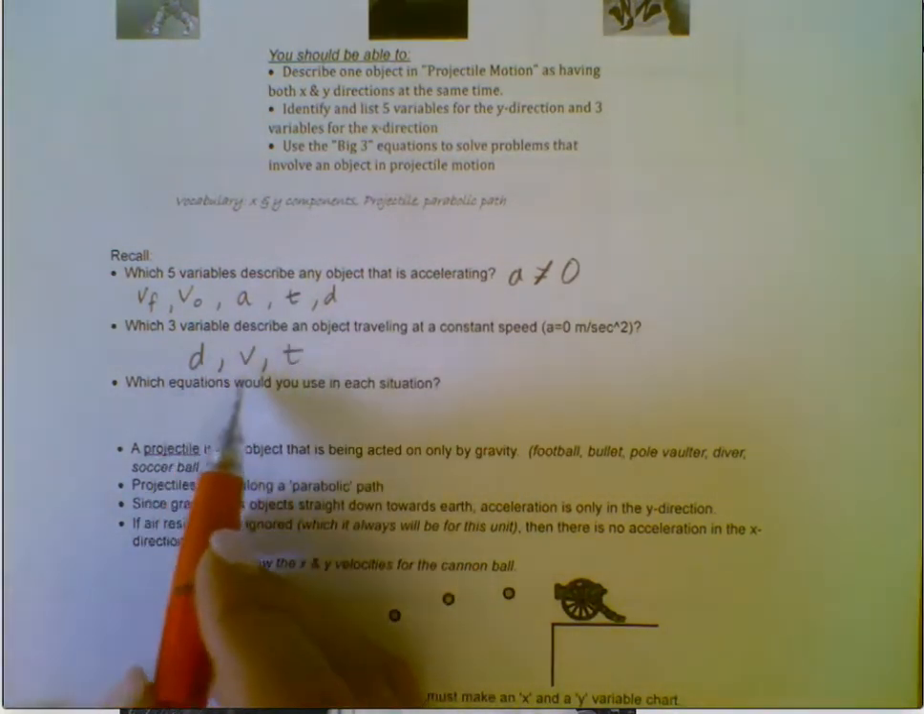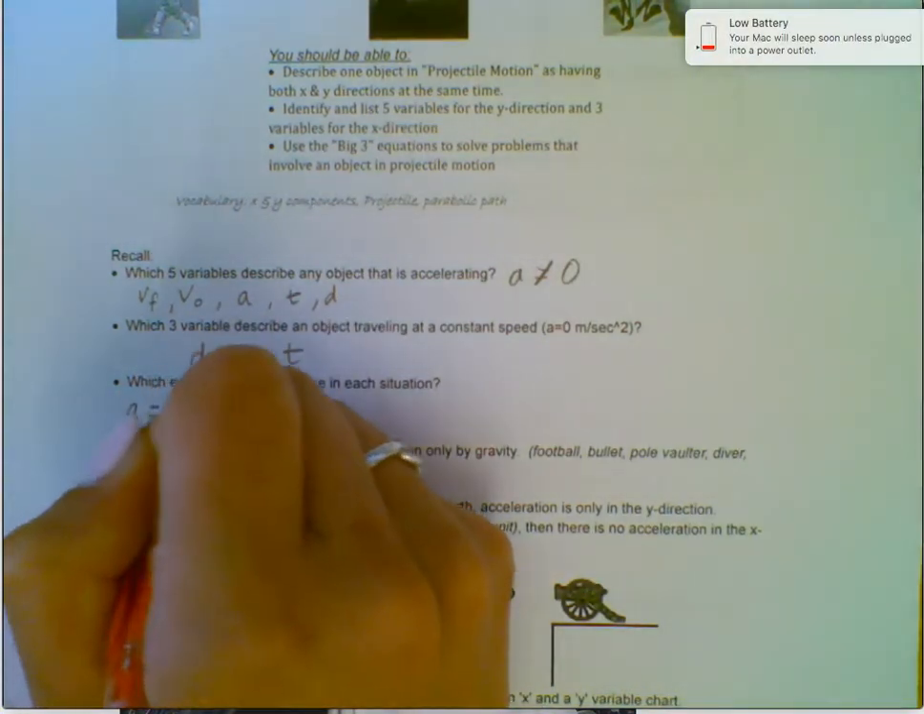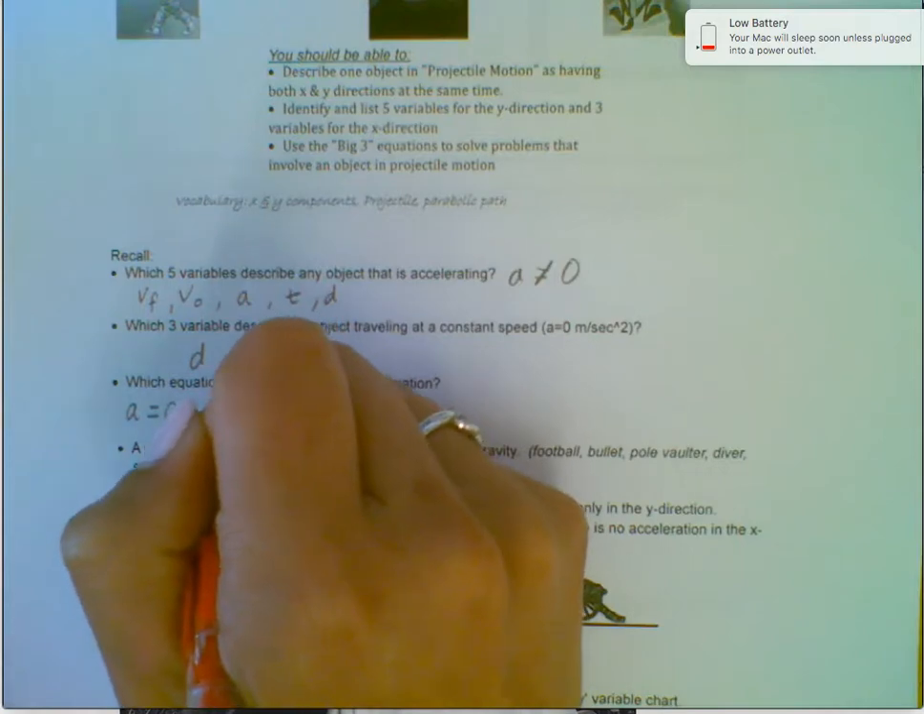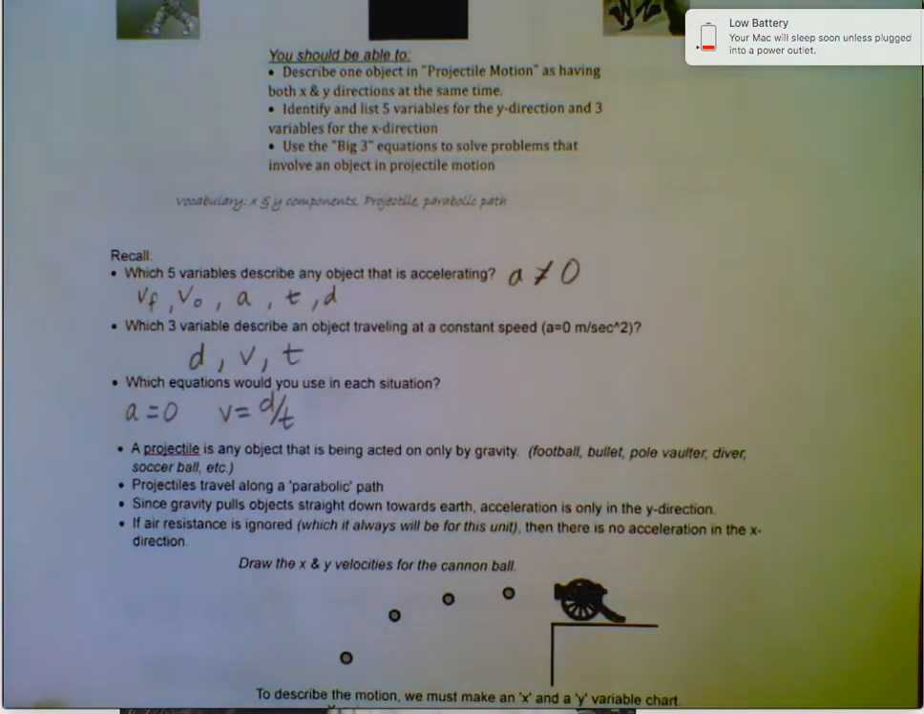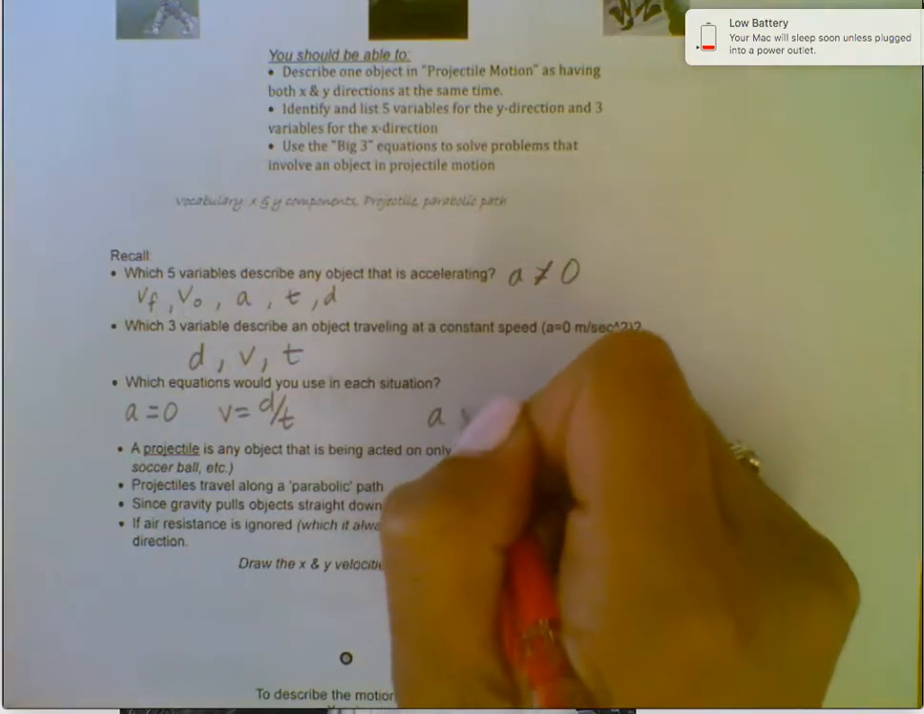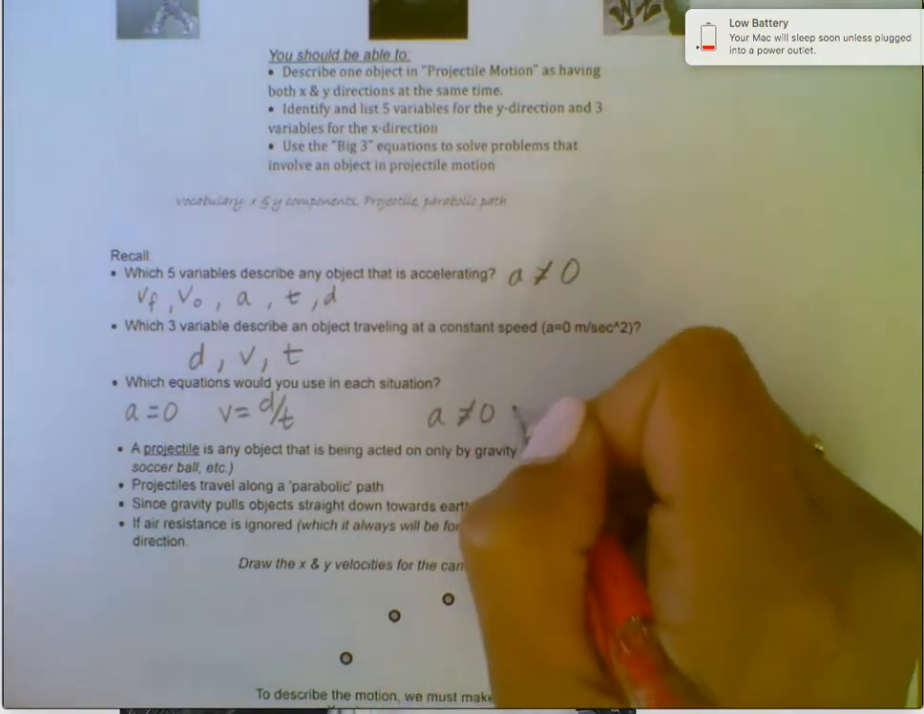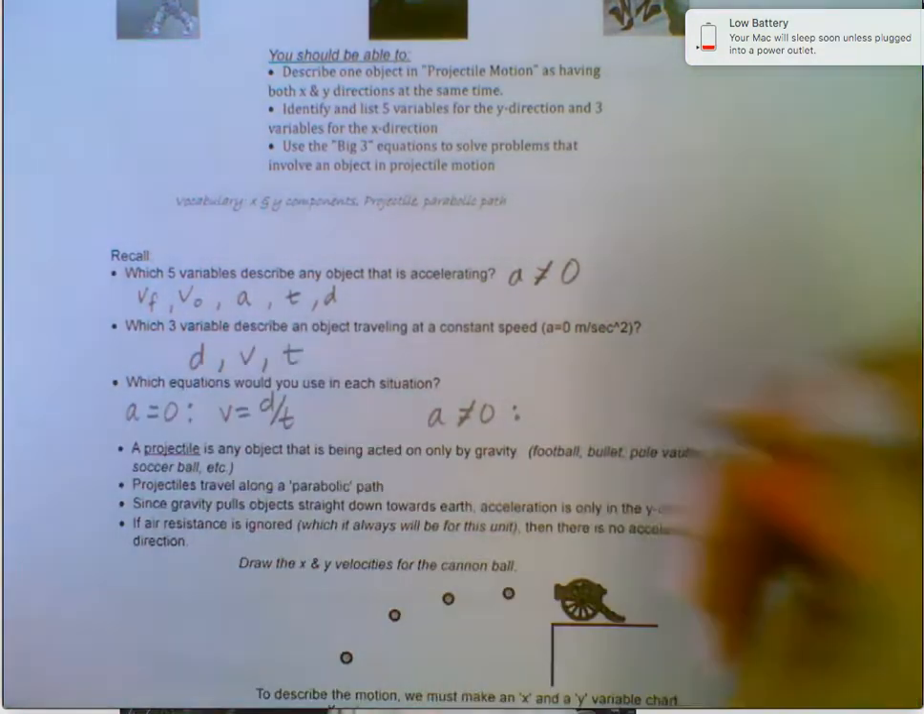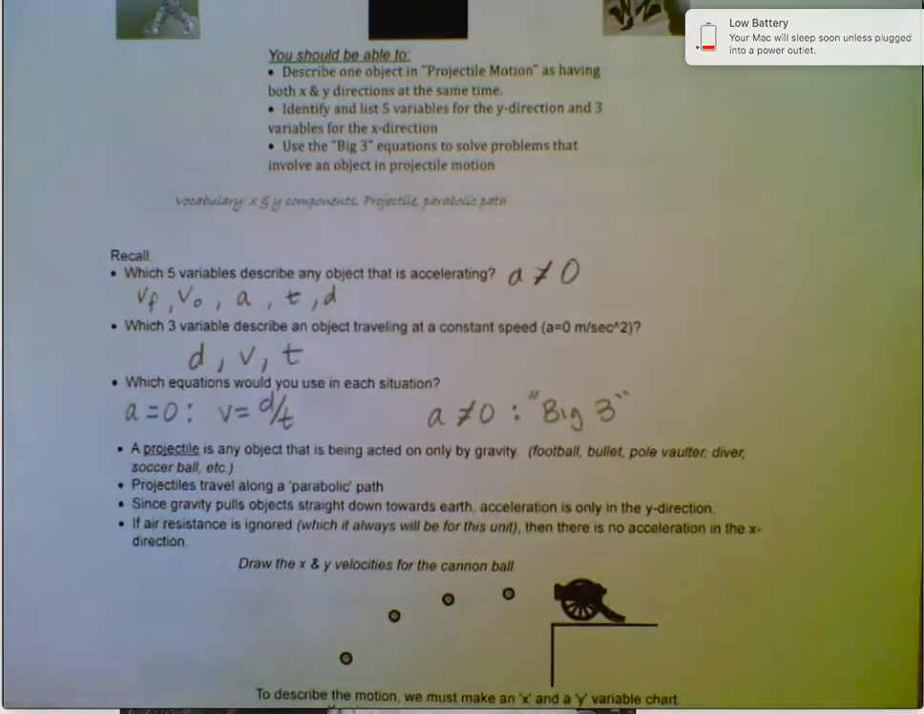Okay, for the ones that are not accelerating, the constant speed. So when a is zero and we have a constant speed, you'll only have one equation. It's v equals d over t. Okay, so you have no choice. That's it. When a is not zero, you have three big equations. So we call them the big three. And those are the equations you use when acceleration is not zero and things are speeding up or slowing down.